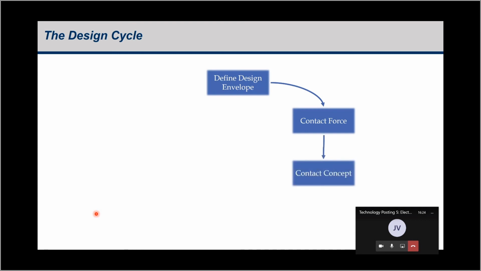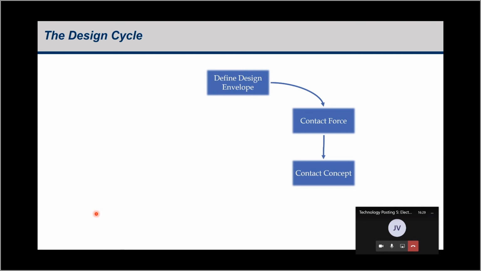So we start with defining the design envelope. In a lot of ways, this follows what we're now coming to as an industry of following ISO type processes for design and development. So we define our design envelope. When we're thinking about electrical contacts, one of the things that we think about first is, what are the type of uses that we discussed in the design envelope, and now what kind of contact force do we think is needed? Come up with a contact concept.